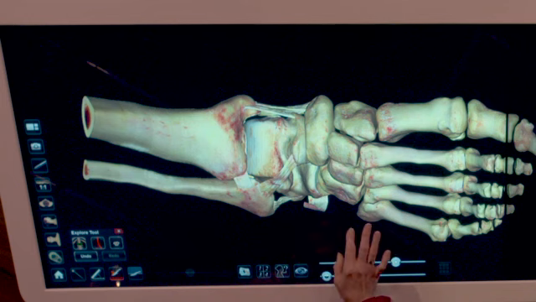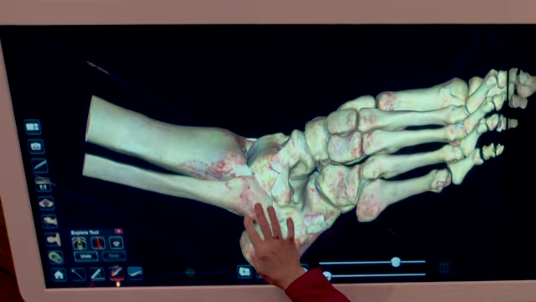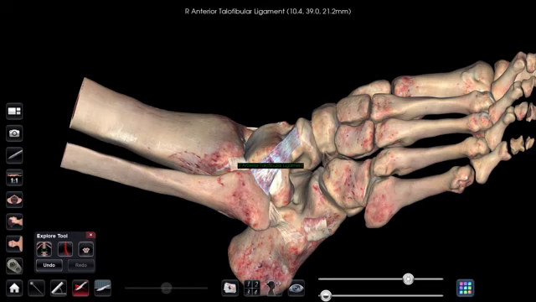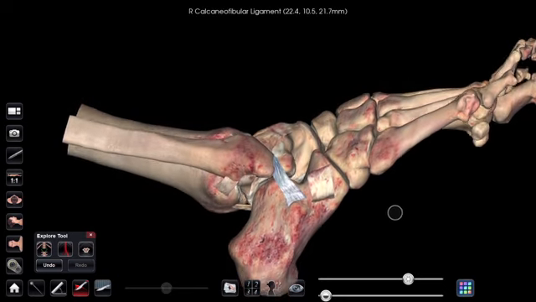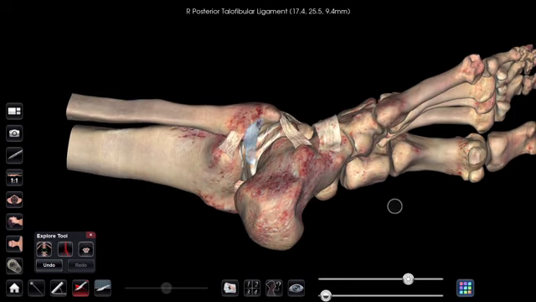The ligaments of the lateral aspect of the ankle attach the fibula down to various tarsal bones. Here's the anterior talofibular ligament and the calcaneofibular ligament, as well as the posterior talofibular ligament. And those are the weaker bands, which is why more people over-invert than over-evert.